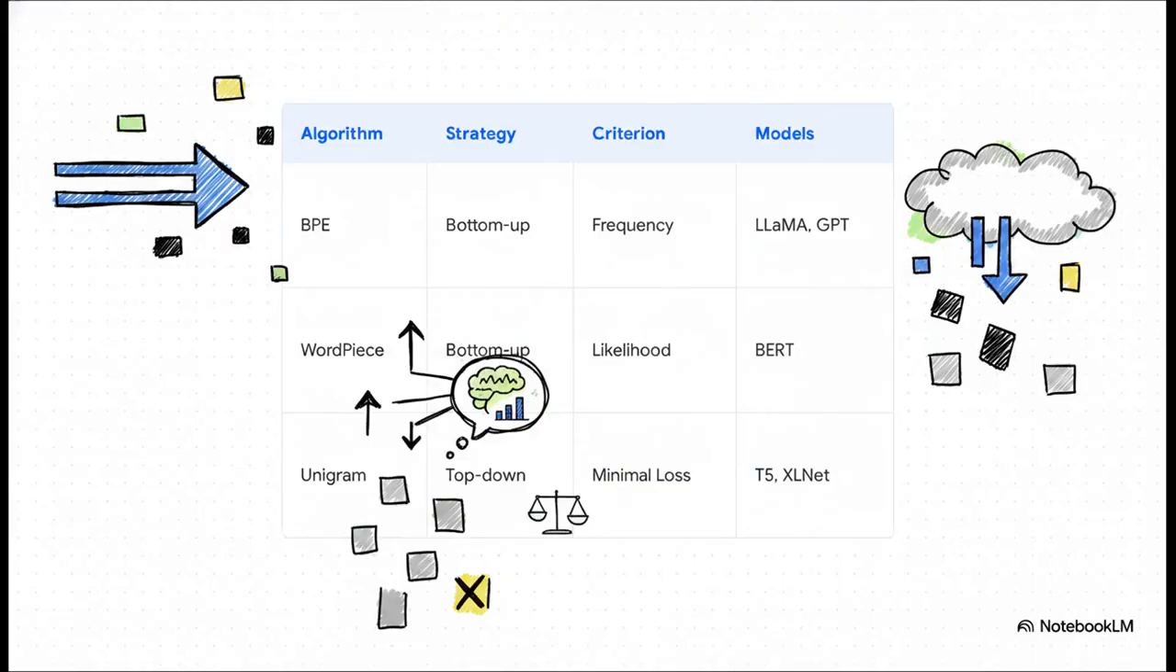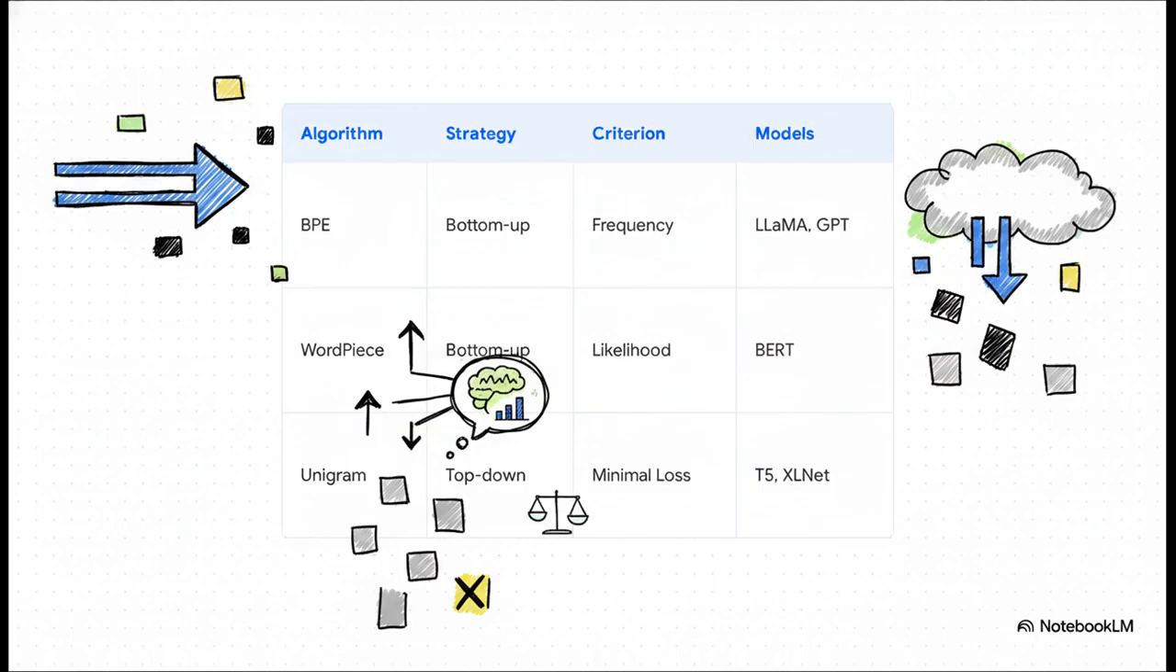Now, there isn't just one single way to chop up these words. The industry actually relies on 3 major algorithms. First up, we have byte pair encoding, or BPE. This is used by models like Llama and GPT. It's a bottom-up approach that iteratively merges the most frequently adjacent characters based purely on raw frequency.